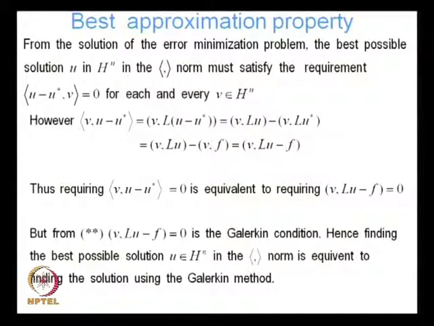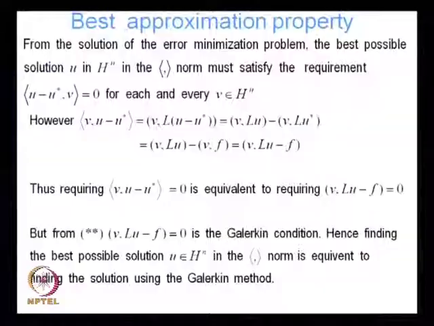From the solution of the error minimization problem, the best possible solution u in Hn, u must belong to Hn, is the best possible solution that can be constructed from the basis functions used in Hn. It must satisfy the requirement (u minus u star, v) is equal to 0 for each and every v belonging to Hn, but that we know. The residual inner product with v must be equal to 0 for each and every v belonging to Hn.